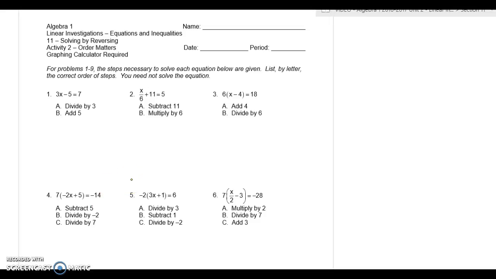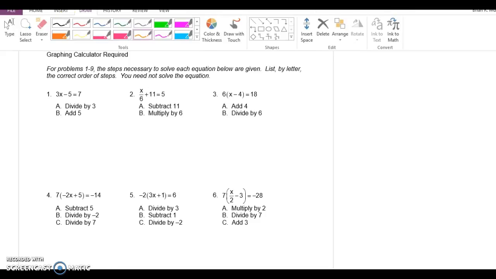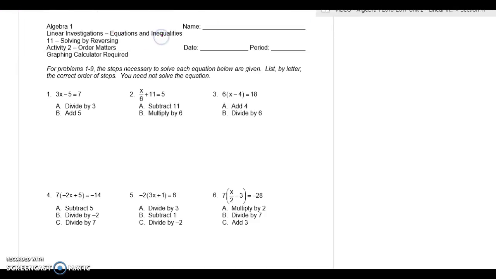So number 1, we have 3x minus 5 equals 7. To reverse this, I need to reverse the addition or subtraction. So I'm going to have to remove that negative 5 by adding 5. So our first step, let's go purple this time. We're going to add 5 and then divide by 3. And that will reverse our operations. Number 2 is very similar. Number 3, let's take a look at that one.